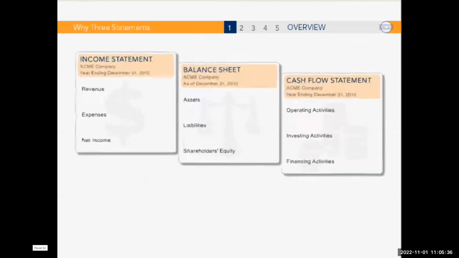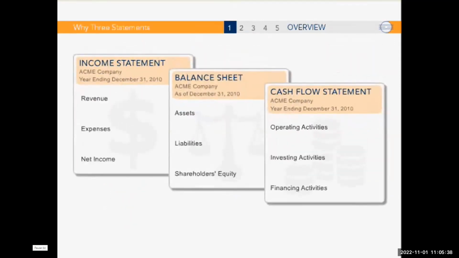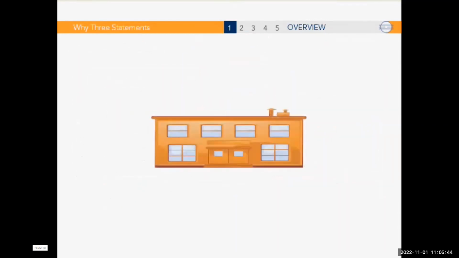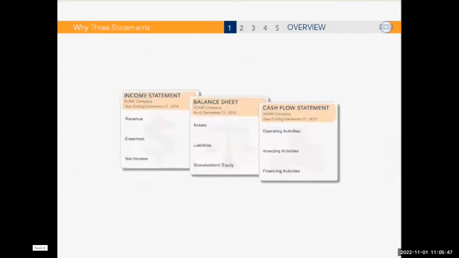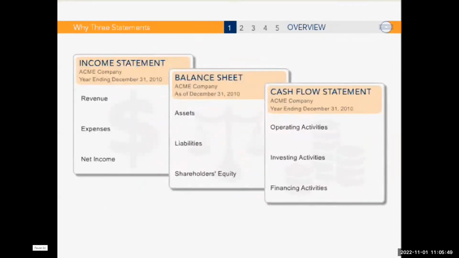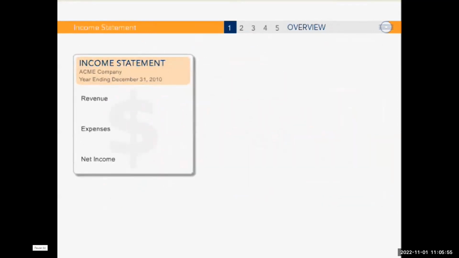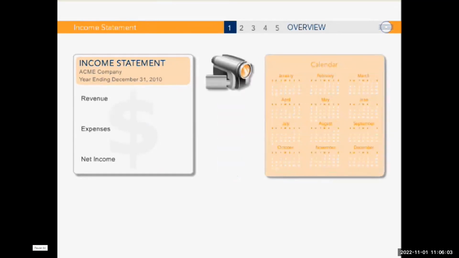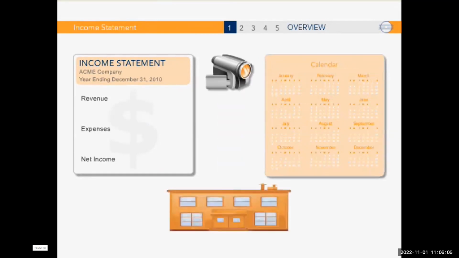So why is it important to understand all 3 financial statements? Basically, each one tells only part of the story. They are somewhat like pieces of a puzzle, and you need all 3 pieces to see the big picture. Let's begin by reviewing the general purpose of each financial statement and what distinguishes one statement from another. Simply put, the income statement tells you whether or not the company is profitable during a given period, usually monthly, quarterly, or annually. It may be helpful to think of an income statement in terms of a video camera.